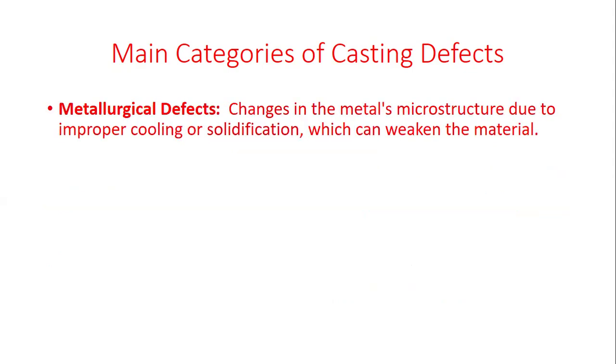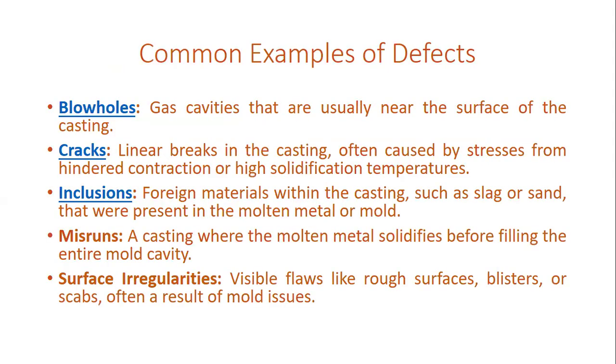The last one is metallurgical defects. This will reduce the strength of the material if the microstructure of the material is not formed well during the cooling process. Here are some of the common examples of casting defects as listed here: blow holes, cracks, slag inclusions, misruns, and surface irregularities. And for each defect, they have given the possible causes.